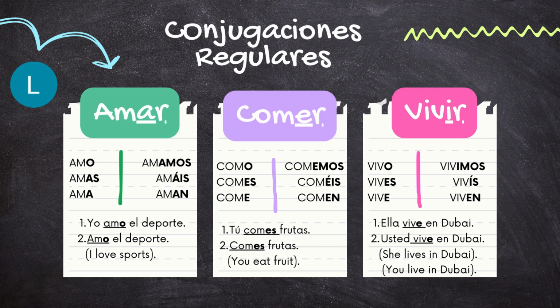Notice how in these 2 examples, the conjugation is the same. Why? Because they're both on that third person conjugation of the personal pronouns and they share it, right? Remember, usted, él, ella, they all share the same conjugation. So I need to state who is the person talking or who is the person we're talking about. These translate to she lives in Dubai, and the second one, you live in Dubai. That usted, remember, is the formal one.